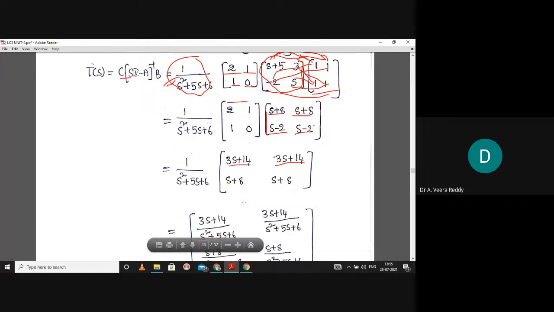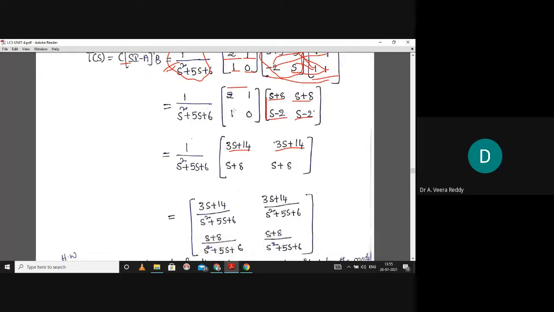Coming to the next one, this row and this column: 1 into s plus 8 plus 0 into s minus 2, that means s plus 8. Oh, sorry, this row and this column: 1 into s plus 8, 0 into s minus 2. Whatever it may be, both are the same because the elements are the same. So again, 1 into s plus 8 plus 0 into s minus 2, we'll get s plus 8, s plus 8.